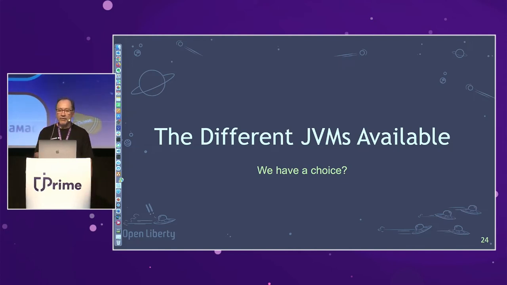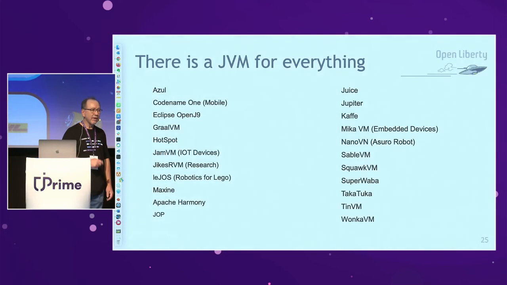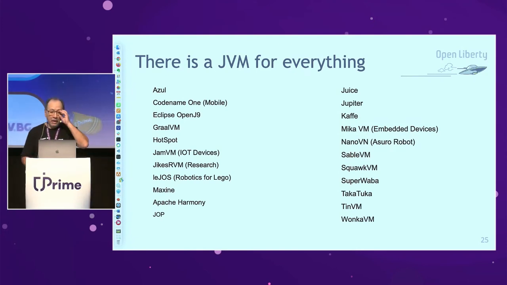And of course, there are a lot of JVMs. Did everyone know that there are a lot of JVMs? I talked to one person who thought there's one JVM, right? That's what you get. So there are a lot of JVMs for a lot of use cases. You've probably heard of several of these, and some are very obscure.